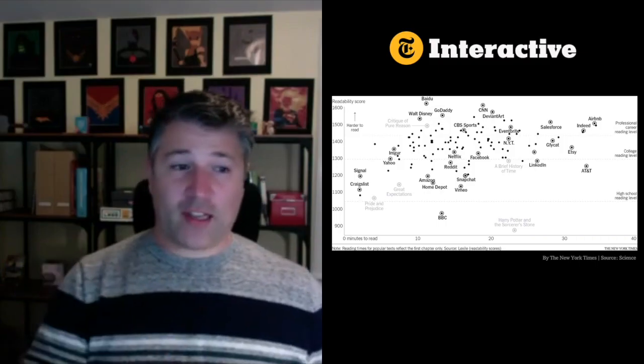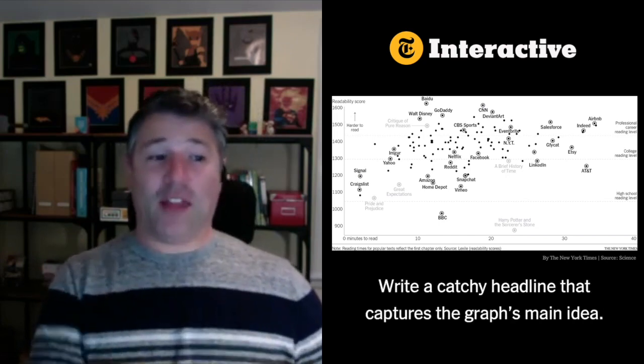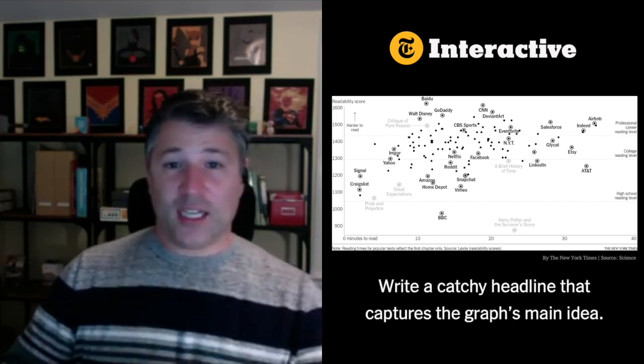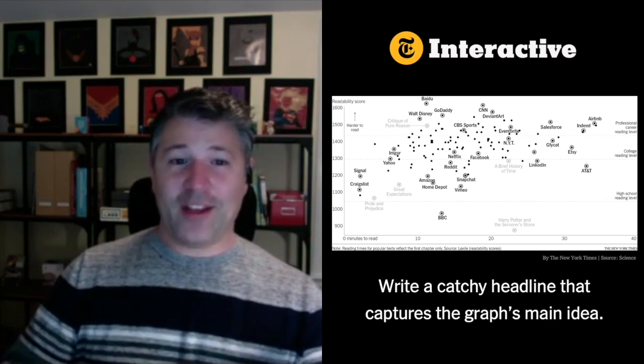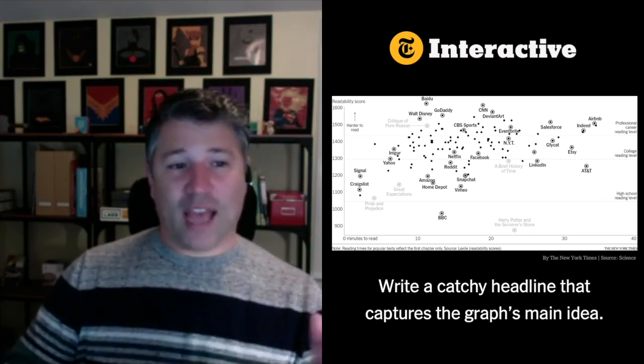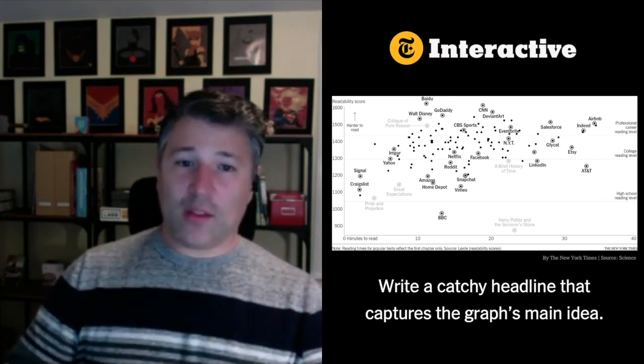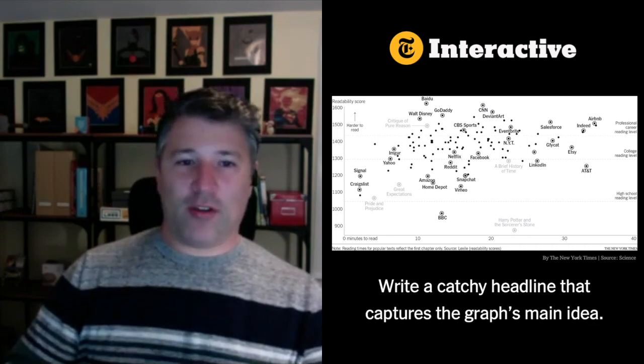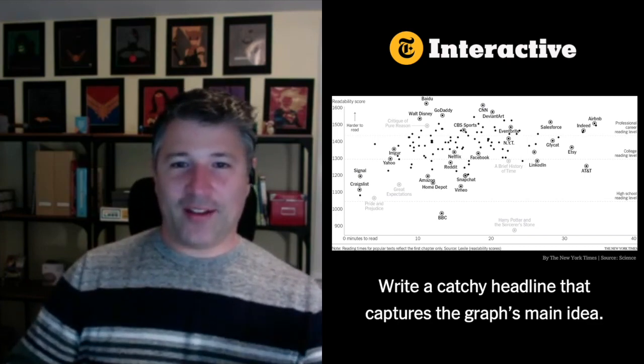So speaking of telling stories, I really love how What's Going On in This Graph has this final question at the end, this final challenge for students to write a catchy headline that captures the graph's main idea. So we're going to ask everybody to do one more interactive. We'd like you to write a catchy headline that captures the graph's main idea in this internet privacy policy graph. You can write that in the group chat, and we'll come back in about 30 seconds to 1 minute. Go ahead.